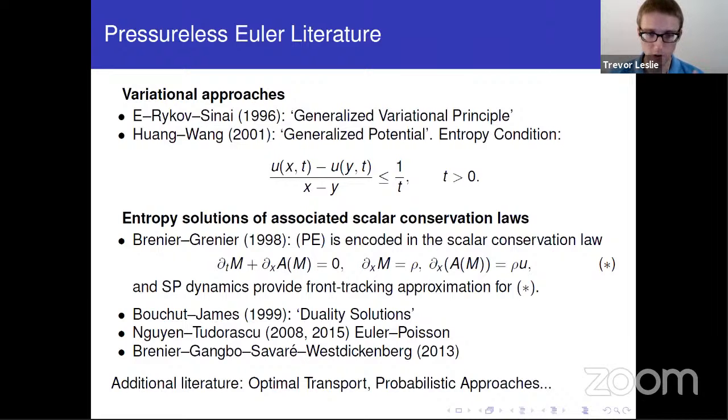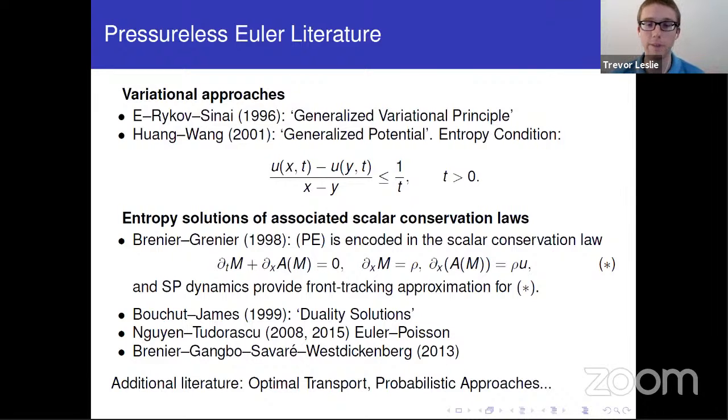The other approach was pioneered by Brenier and Grenier from '98. Their paper contains several new ideas, probably the most important of which is that the dynamics of the pressureless Euler system can be captured in a single scalar conservation law. The unique entropy condition of this scalar conservation law then serves as a selection principle for the system. This idea has been extended and refined in several directions.